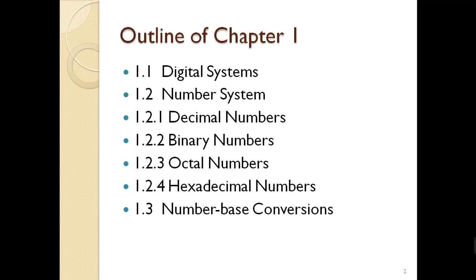Then types of number systems. First, what is a number system? Then types of number systems: binary number system, octal number system, decimal number system, hexadecimal number system, and the last one is number base conversion, which is decimal to octal, octal to decimal, decimal to binary, binary to decimal. Likewise, we can convert one base to another base. These are all the contents we have to discuss in unit 1. Okay, go to next slide.